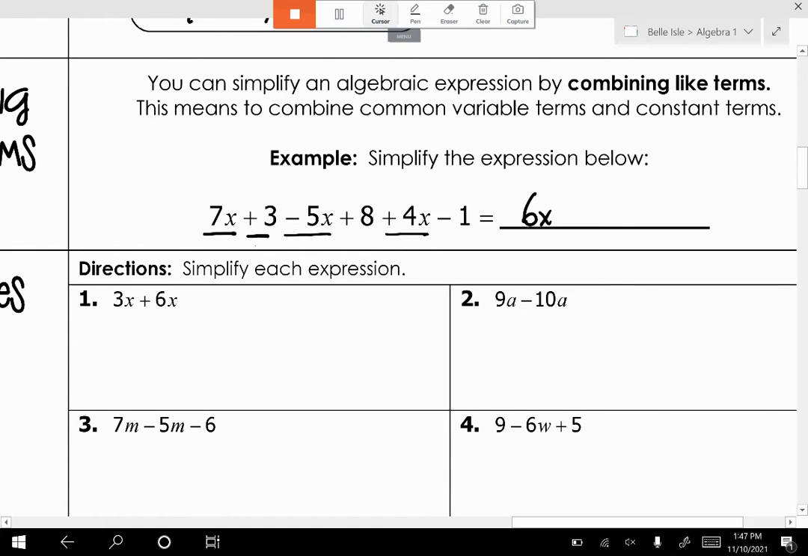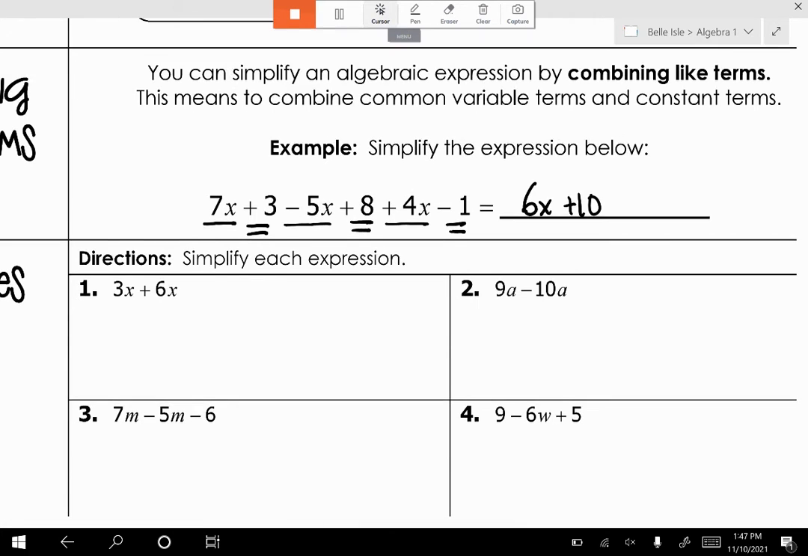Yes, we have 3, we have 8, and we have -1. Okay, so we have 3 plus 8 is 11 minus 1, 10. So when I say combine like terms, and that's the first thing that you need to do when you're solving these equations, this is exactly why. 6x plus 10 is much easier to manage than that whole expression above.